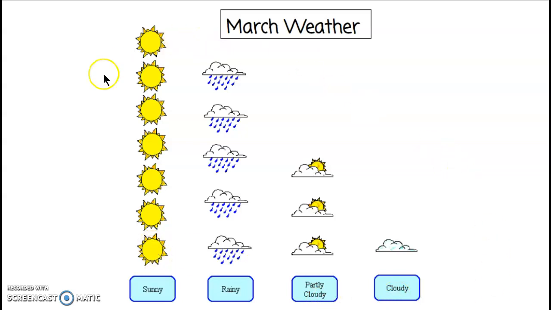So when I look at this graph, right away I can see that I had the most sunny weather days because I have the most pictures of suns. And I can also tell that cloudy days were the least kind of weather that we had during March. So that's what's helpful about graphs is that we can look at it and within just a few seconds, we can find out information that has been gathered and collected.